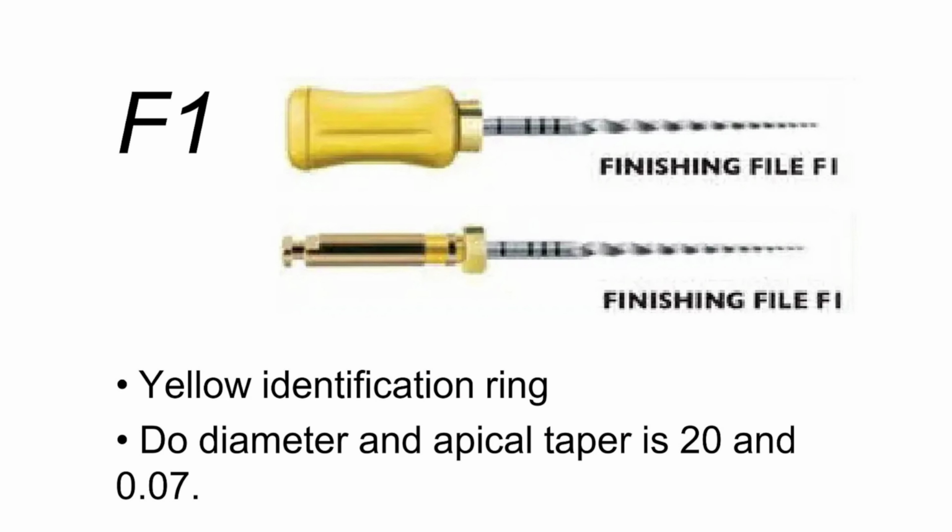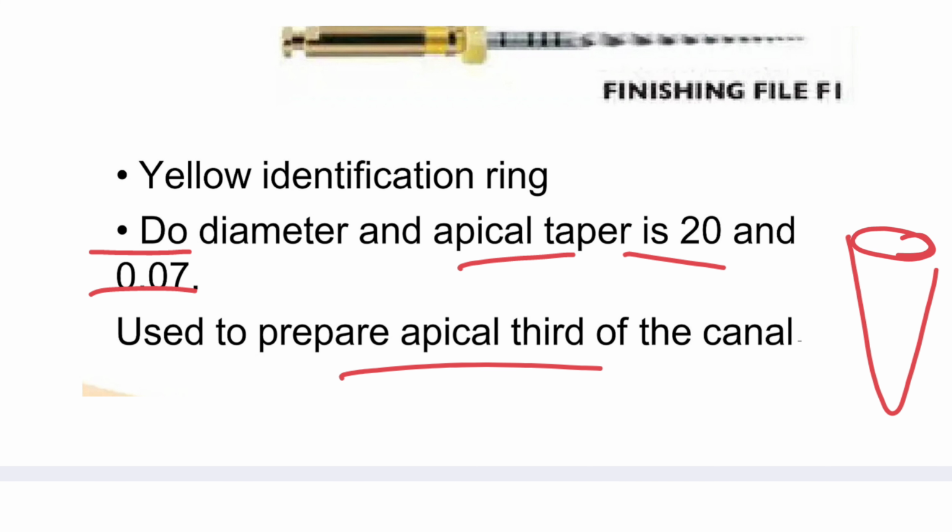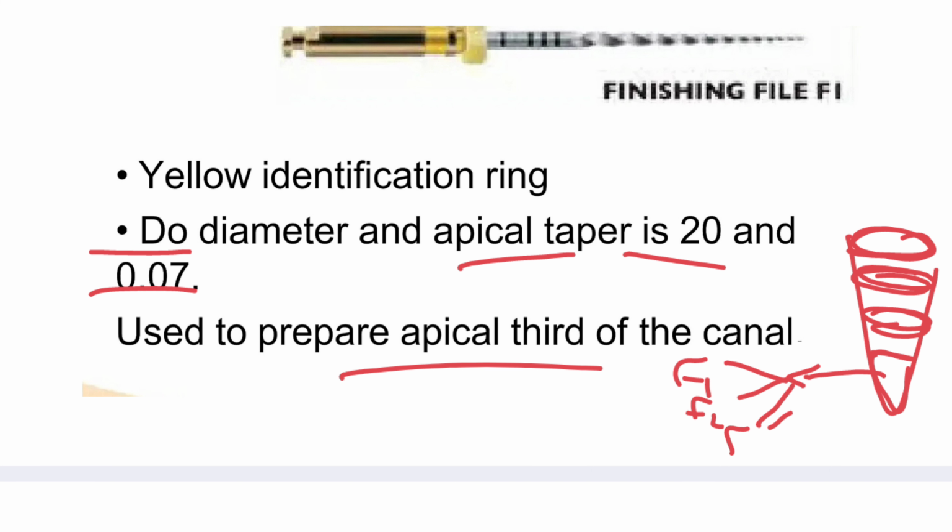Now next, moving forward to the F1 file. The full form is finishing file 1, and the identification color of the handle is yellow. The initial diameter is 20 and the apical taper is 0.07, and it is used to prepare the apical 1/3 of the canal. As you can see, this is our canal. The SX will prepare this, S1 will prepare this, S2 will prepare this, and F1 will prepare this. There are different finishing files like F1, F2, F3, F4, F5.